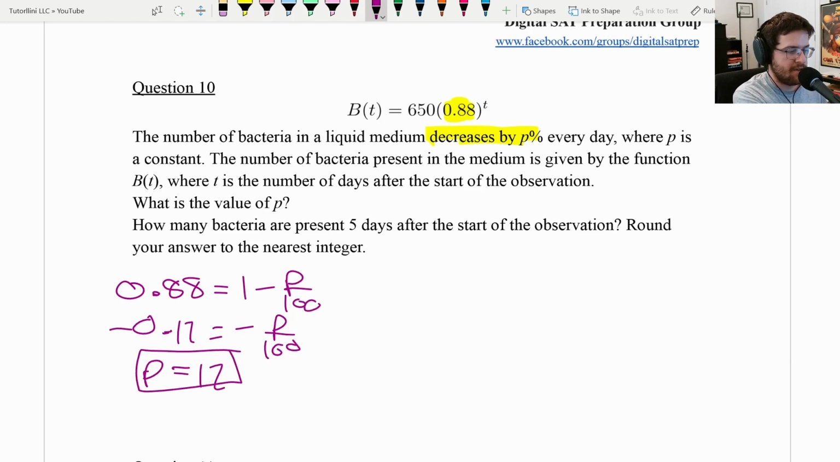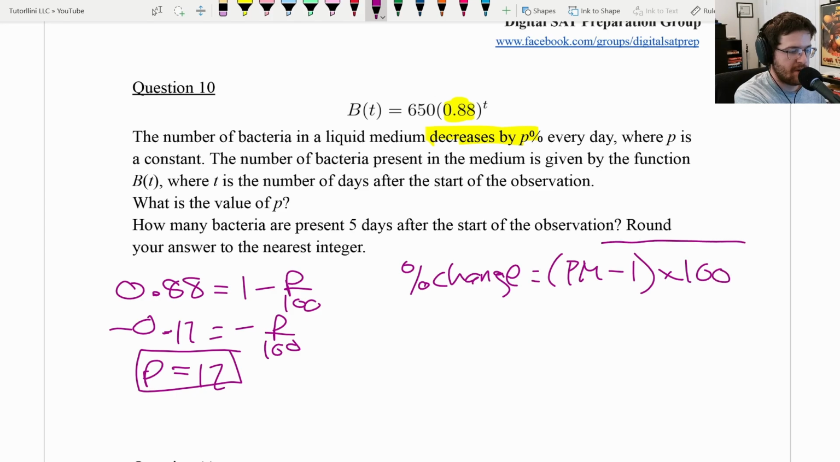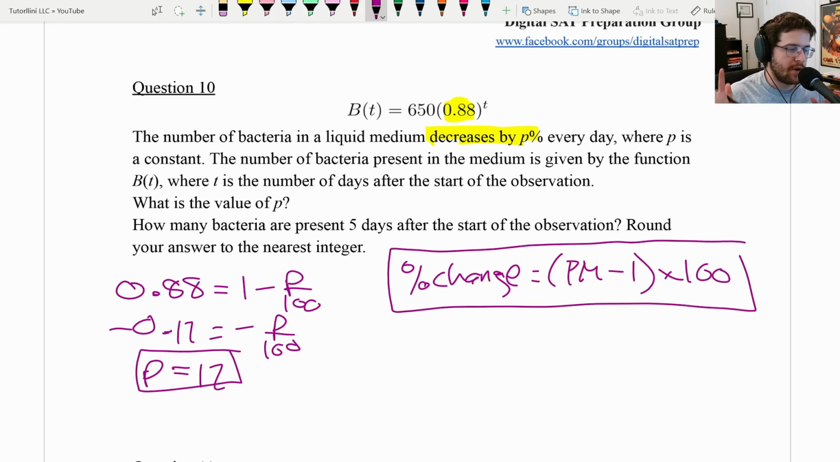Another way to do that, which I go over in the Ottocento but also in the shorts, is you can just take the percent multiplier, take away 1, and multiply by 100. It's the same algebra every time. If you can just memorize it, it'll save you a lot of time. So if you did 0.88 minus 1 in parentheses times 100, you should get the same thing. I'll do it on Desmos in a minute.